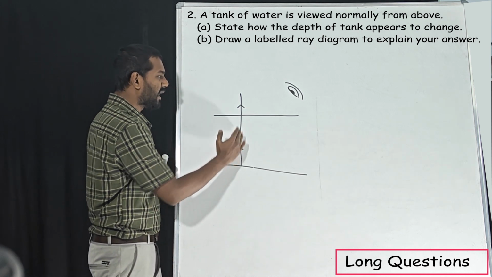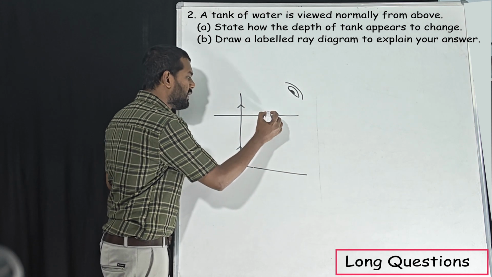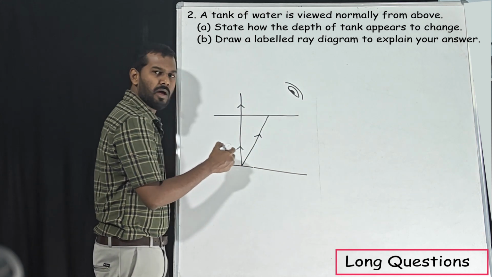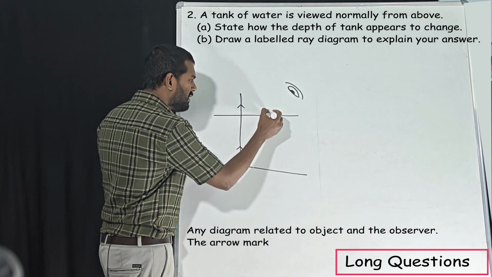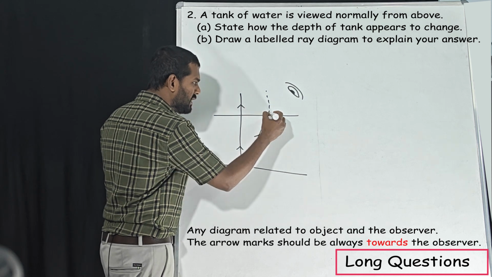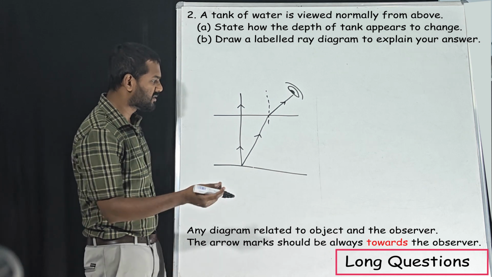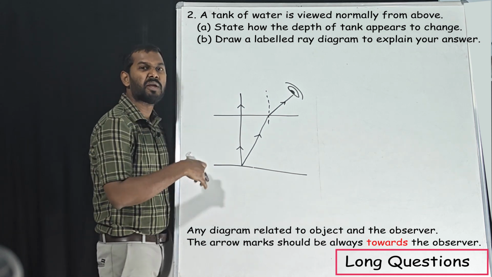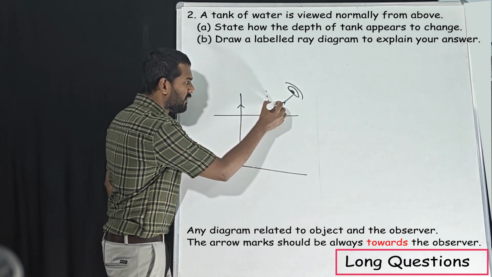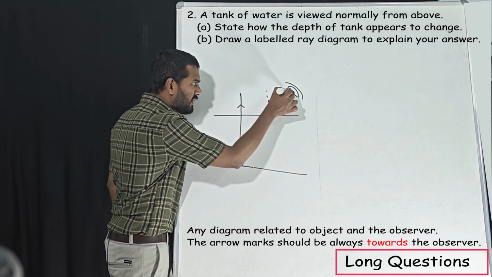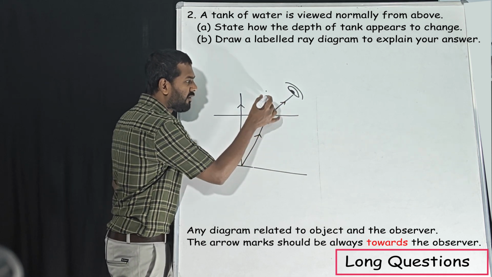So light can enter like this directly, or light can enter like this. And we know light only travels in a straight path, rectilinear propagation. So because of the change in medium, there will be a refraction. From denser to rarer, speed increases. That's why it is going away from the normal. See, till here, if there was no medium, this light would have traveled in this way. Because of the refraction, it is going away from the normal.